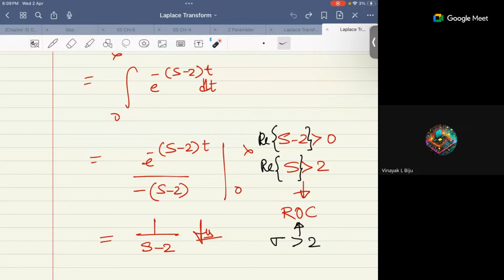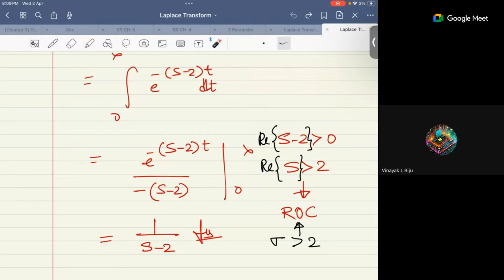So what happens, s minus 2 greater than 0, right? We are talking about the real part. Whenever I am talking about s minus 2 greater than 0 or anything, we are just talking about the real part of s, not the imaginary part. We can't compare the imaginary part with the real value, right? So whenever you have anything written in the s form, you just have to worry about the real part. Here also the real part of s minus 2 should be greater than 0, and the real part of s should be greater than 2.